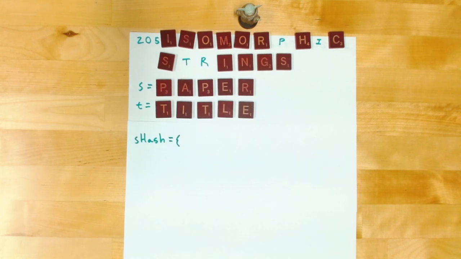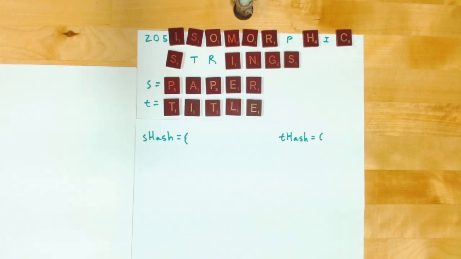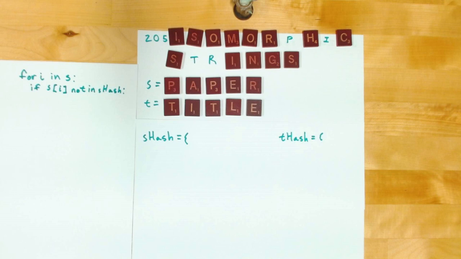In this problem, we will use two hash maps to help determine if the strings are isomorphic. The constraints state that S and T will be of the same length. So we'll iterate through all the indices in S. At each index, we will check if S hash has a key for S at our current index. If it does not, then we will set that key as the value of T at the same index.